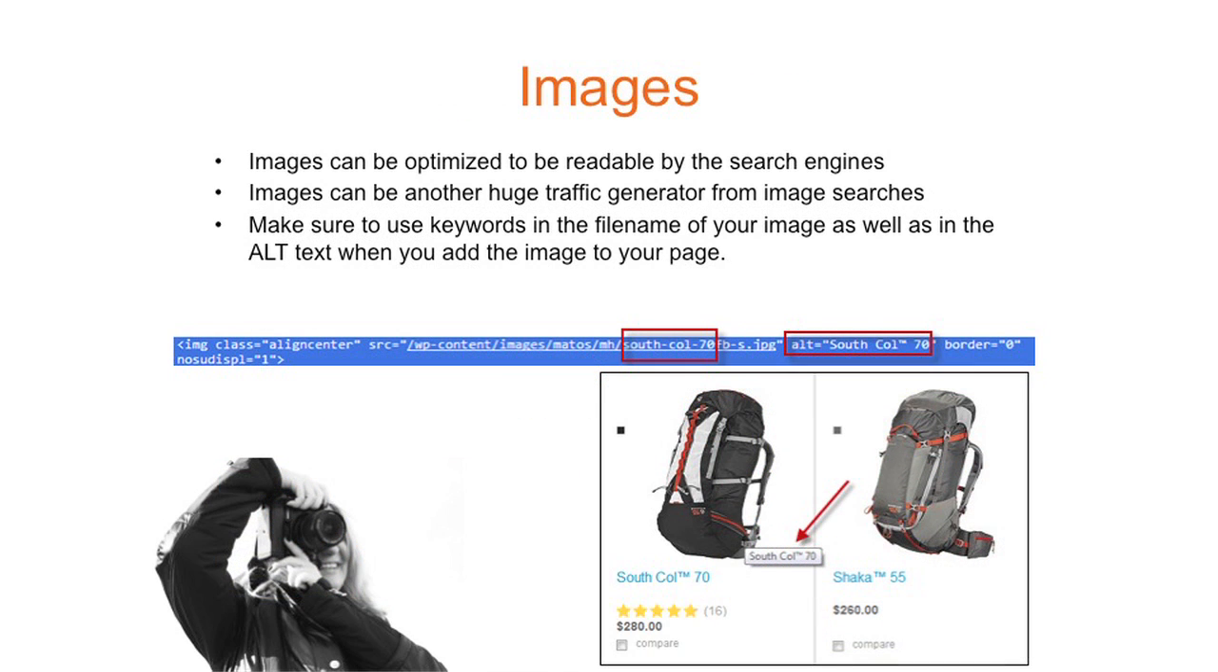The final area in HTML and metadata is images. Images can be optimized and are readable by the search engines. Make sure to use keywords in the file names of your images, which is highlighted below in blue. Also, use keywords in the alt text, which is shown by the red arrow. If you optimize your images correctly, they can show up in Google searches.